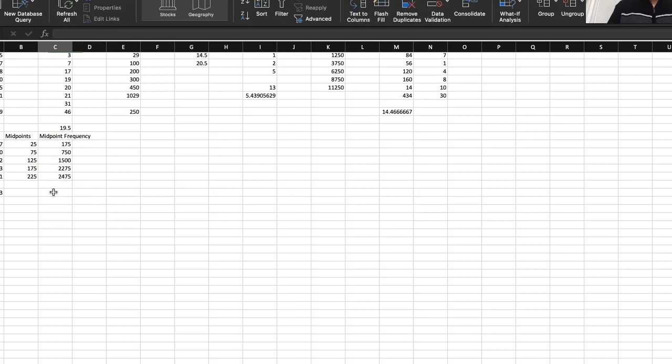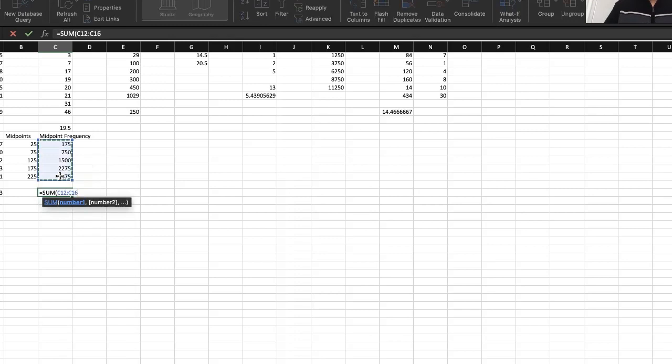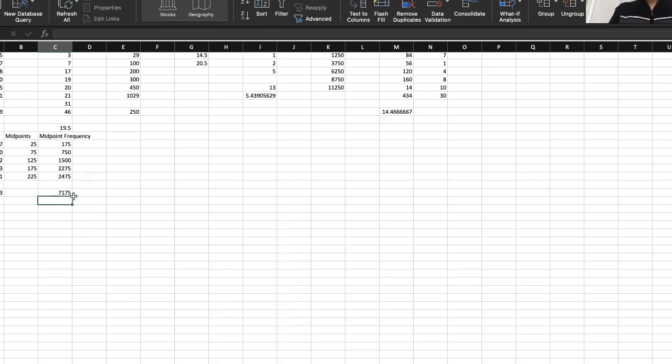Then the next thing it asked us to find was the sum of all the midpoints times frequencies. So I can do equals sum and select all these values and click enter, and I get 7,175.